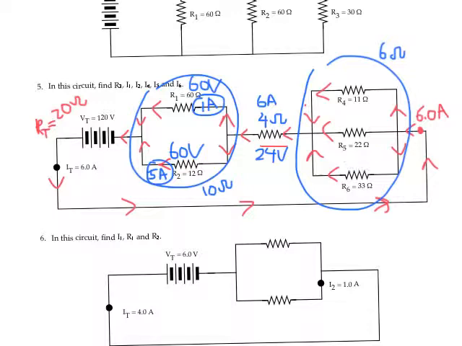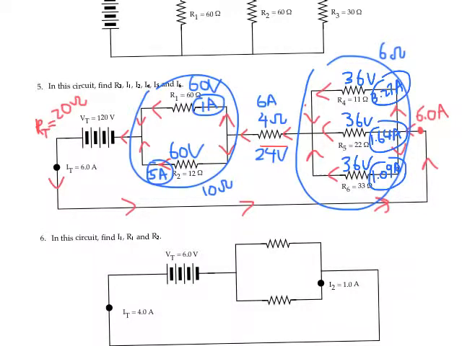Okay. Let me write this again. So 36 volt, correct? 36 volt. So 36 divided by 11, you're getting 3.27 amps. What about 36 divided by 22? 1.64 amps. What about 36 divided by 33? 1.09 amps.